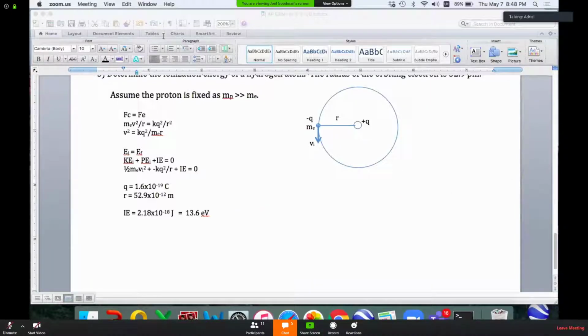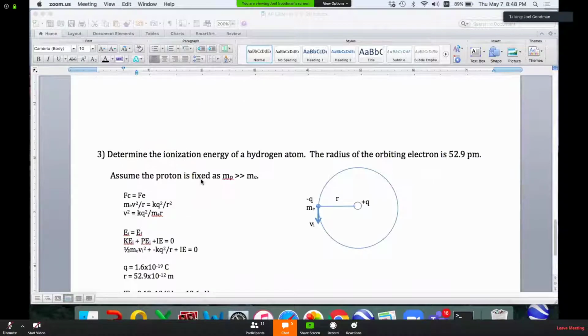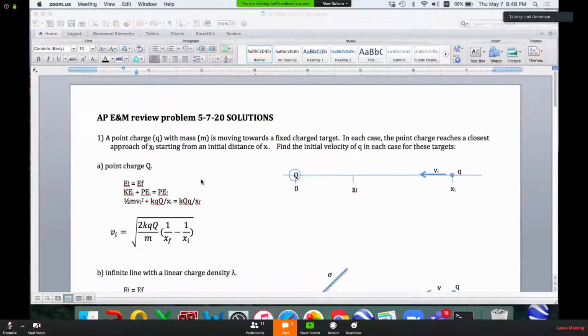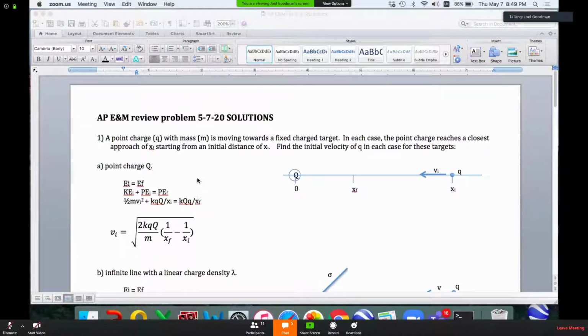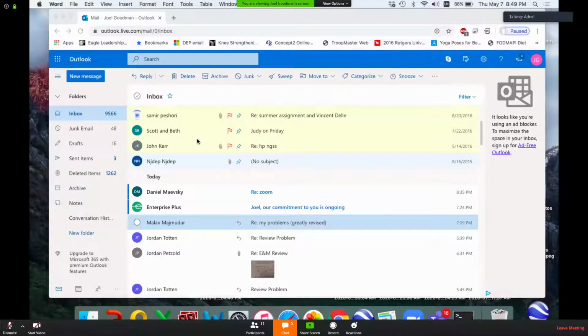It was fun. Okay. Now, one thing I did not do was pull up a formula sheet for the AP exam. Here's Google. It's easy to find.